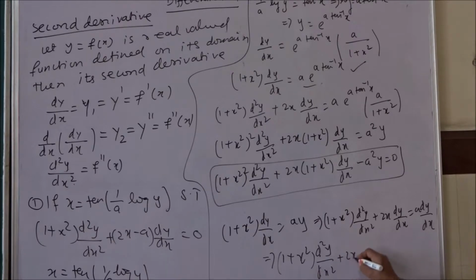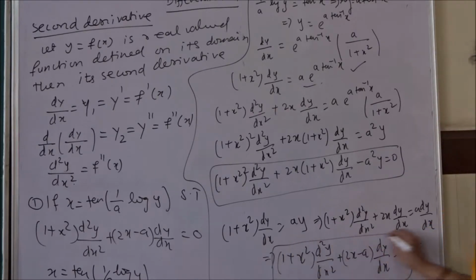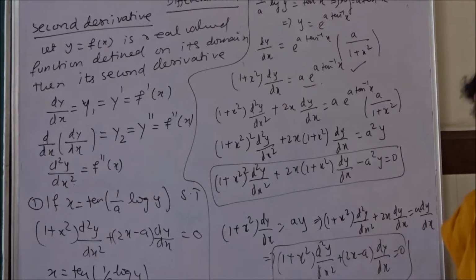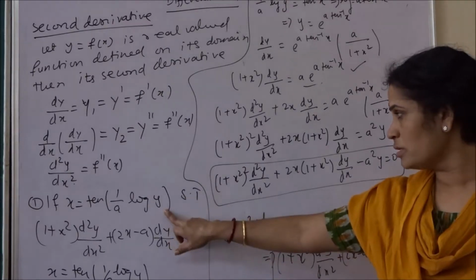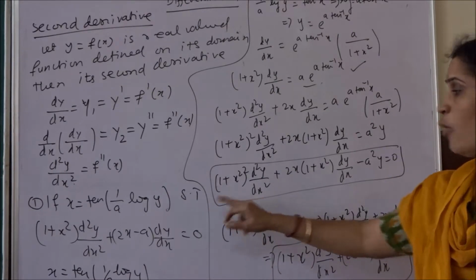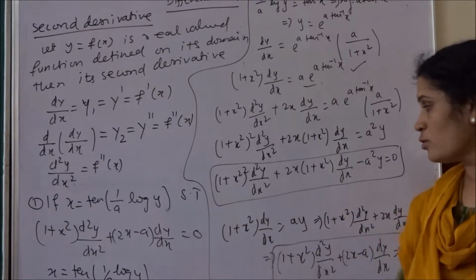Now plus 2x minus a into dy by dx equal to 0. See, this is as per the given proof. So they can ask two questions. Either the question is given this, show that this, or the question is this, show that this. Anyhow, both ways you can easily solve it.